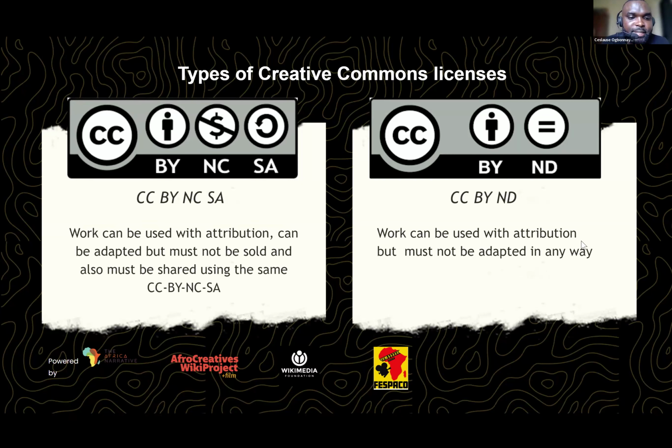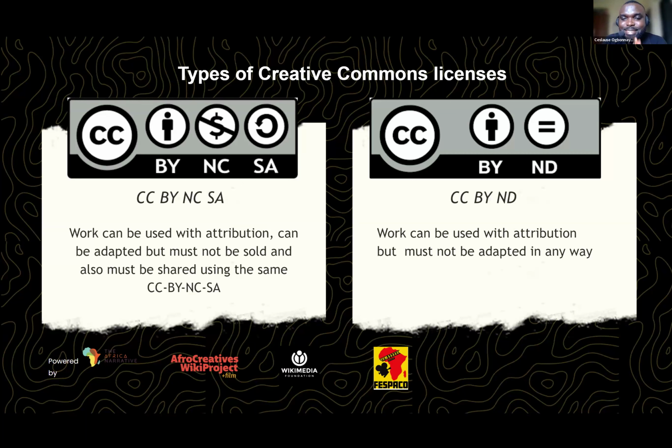And then there is CC BY NC SA. When you see this license, it means that the work released under this license can be used with attribution, which means you must mention the original author, and then it can also be remixed and adapted as you see fit. But you must not sell this work. You must not collect money for this work. And then you must also share it under the same license, CC BY NC SA.